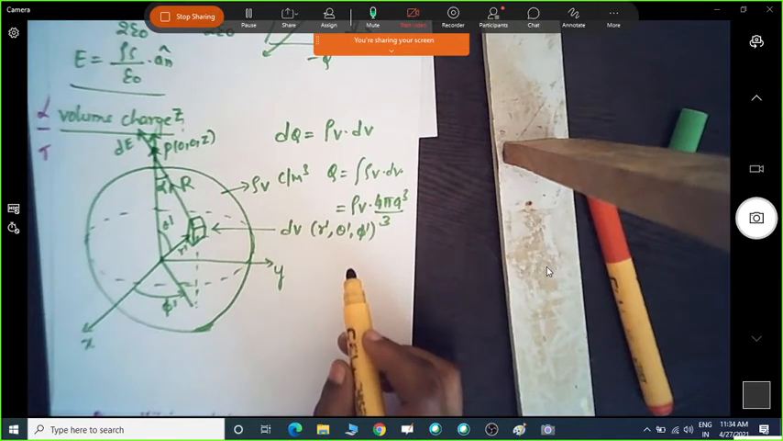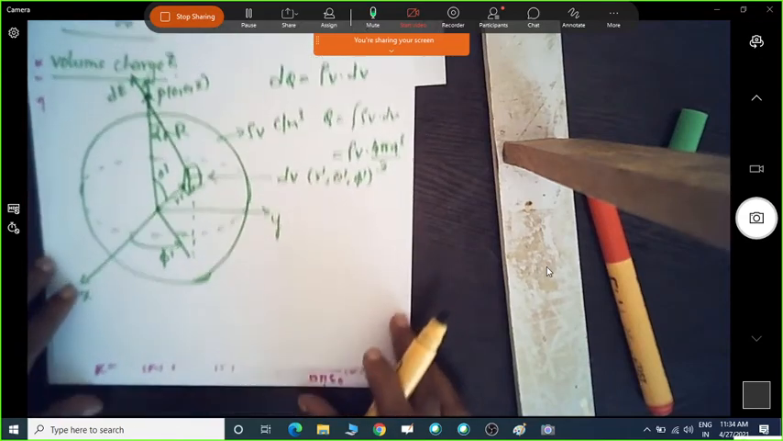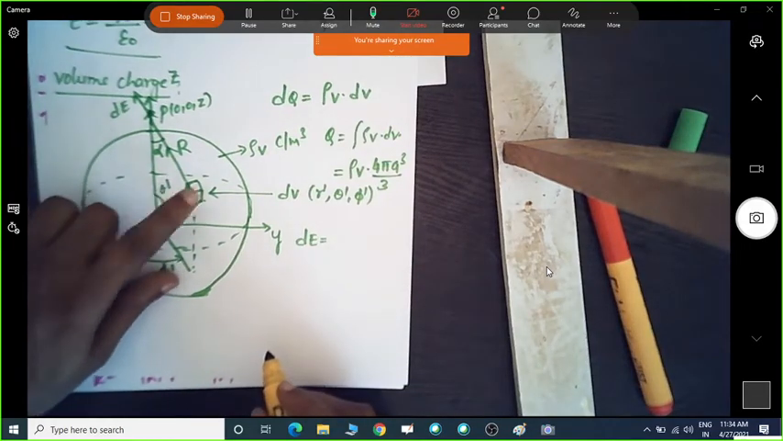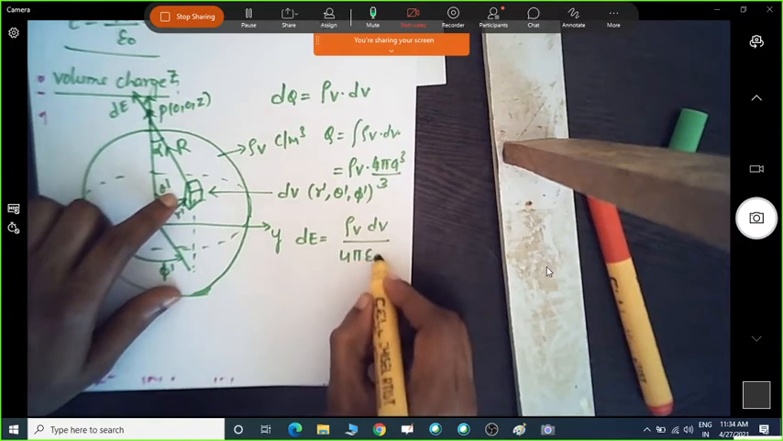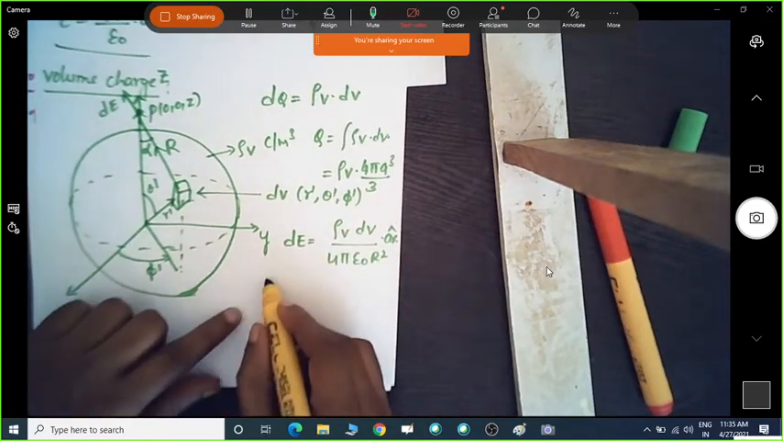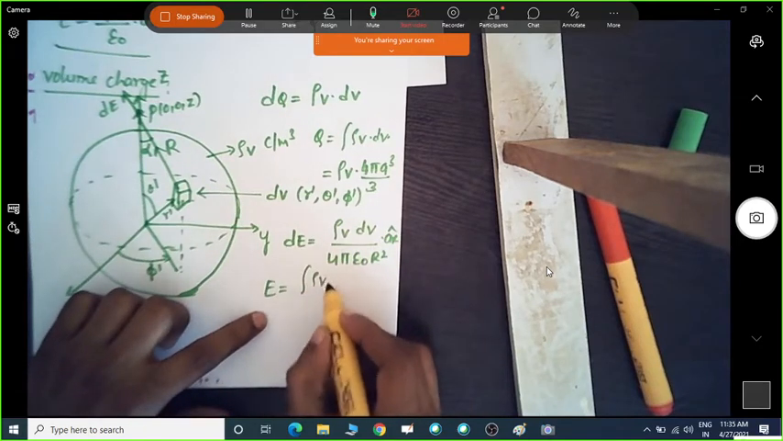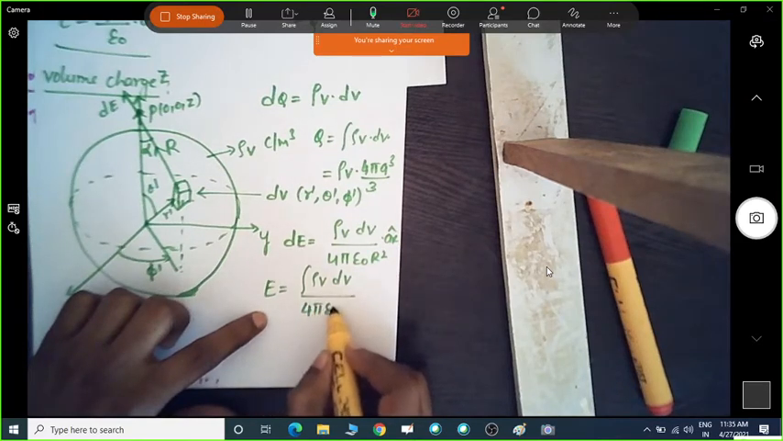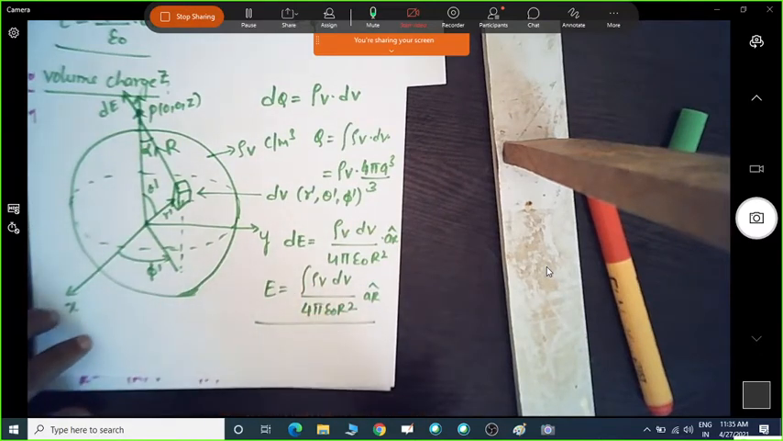Now we know the electric field due to the small elemental volume. We can write it as rho v into dv divided by 4 pi epsilon naught r square into ar. If I integrate this, we already know the expression for the electric field due to a volume charge: you take the volume charge density and integrate it, divided by 4 pi epsilon naught r square into ar. So this is a known expression, which we have discussed.